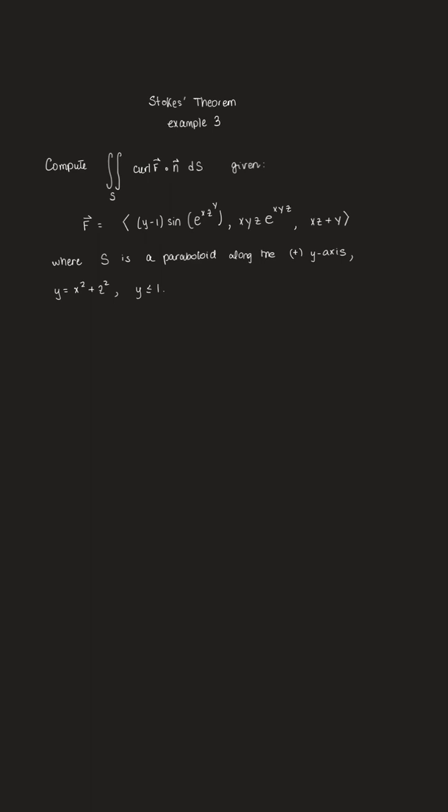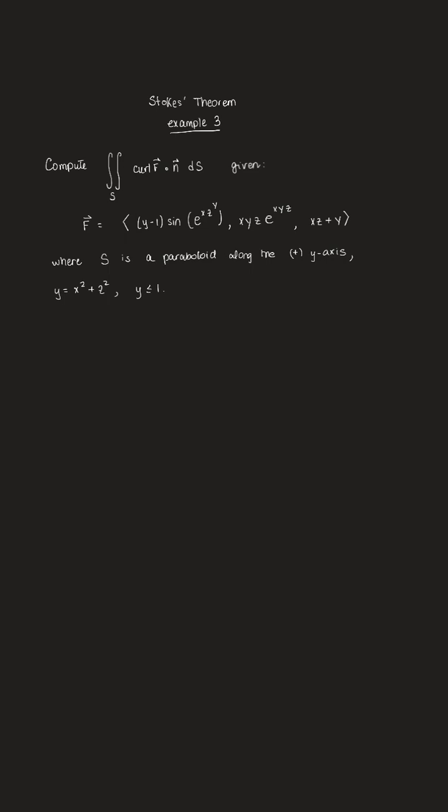So we'll have another example using Stokes' theorem, but this time we want to compute the surface integral of the curl of our vector field. So to do that, we'll use the line integral in Stokes' theorem. So we're given a vector field, and we're also told that our surface S is the paraboloid along the positive y-axis, y equals x squared plus z squared, where y is less than or equal to 1.